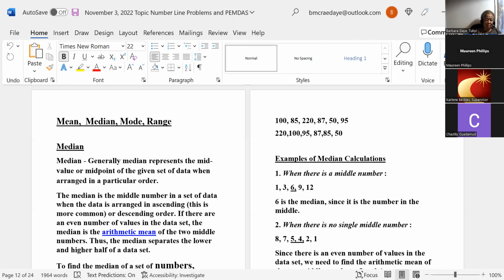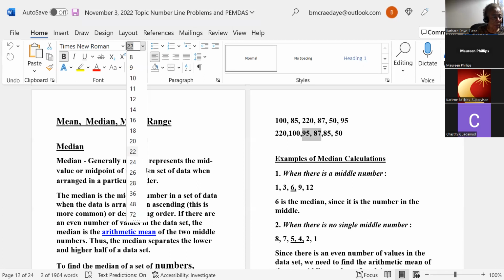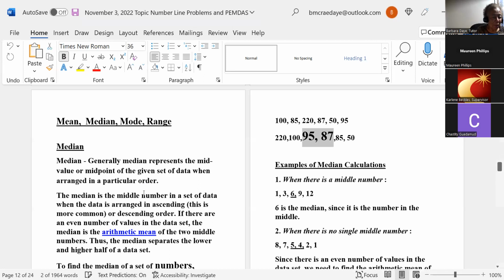There's no one number in the middle. What do you do when there's an even set of numbers? We add the two middle numbers. And what are the two middle numbers? 95 and 87. That's right. Very good, Maureen. You got that median down pat. Now let's just take these two, make it bigger. Those are the two numbers in the middle.